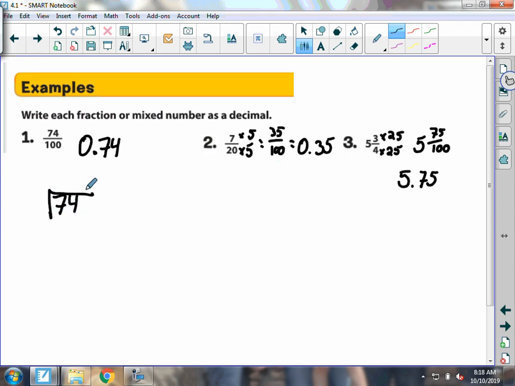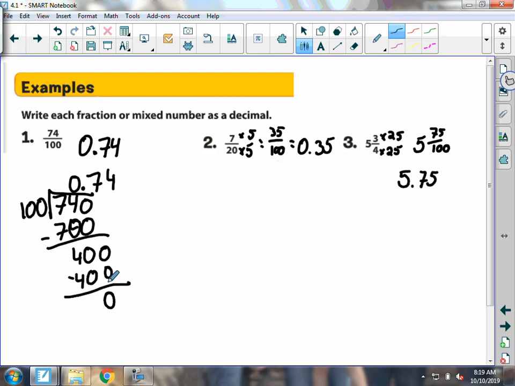Another way to solve this is division. Your numerator divided by your denominator. So top number divided by bottom. 100 goes into 74 0 times. So I put my 0, a decimal, and I add a 0 down here. 100 goes into 740 7 times. So that's 700. I have 40 left over, so I'm going to add another 0. 100 goes into 400 4 times.